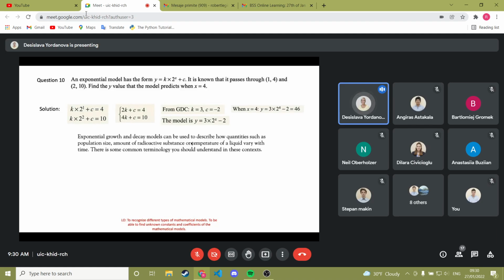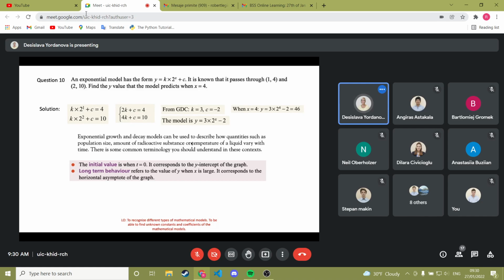Okay, exponential growth and decay models can be used to describe how quantities such as population size, amount of radioactive substance, or temperature of a liquid vary with time. There is some common terminology you should understand in this context, but I'm sure you know it. The first one, at least you know it. The initial value is when t equals 0, and it corresponds to the y-intercept of the graph.